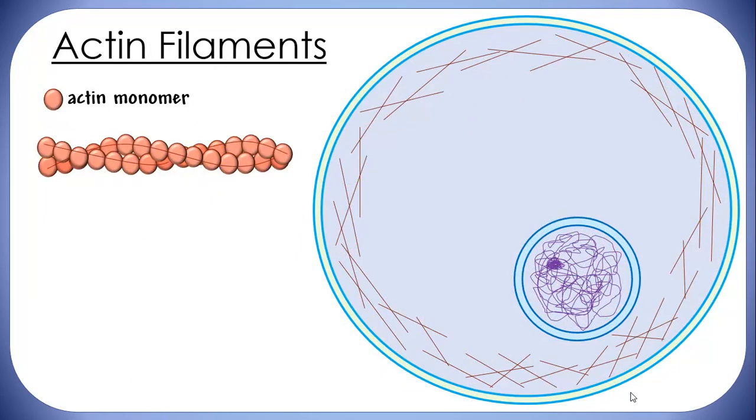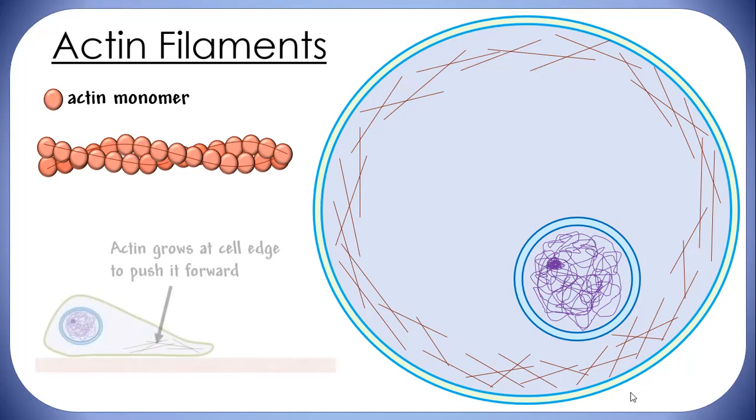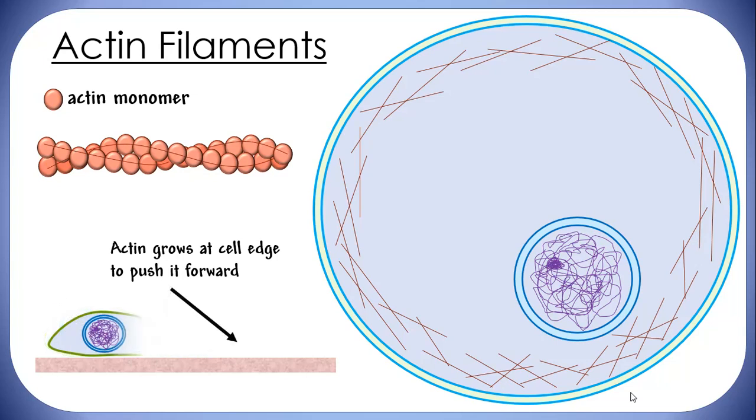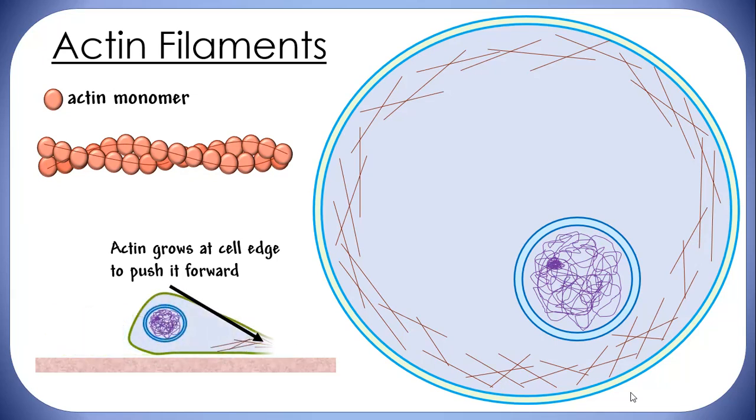Actin filaments are made of two strands of actin monomers twisted together. Actin often assembles in the cell cortex, or outer layer of the cell, in a mesh. When the filaments grow and shrink near the end of the cell, they can also generate cell movement that can allow a cell to crawl along another surface.